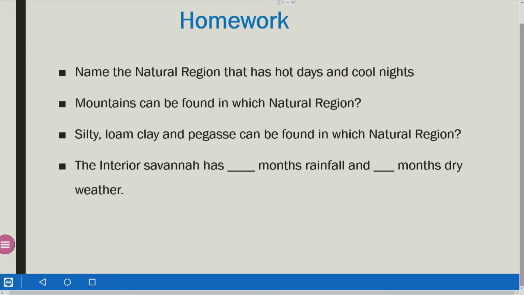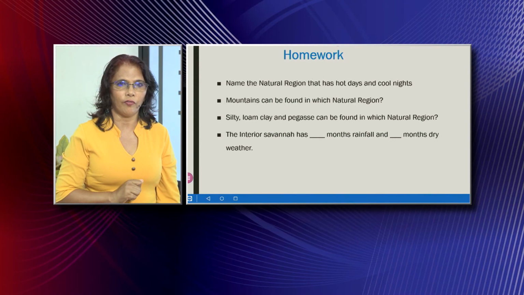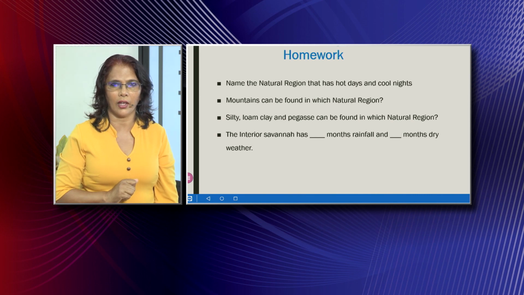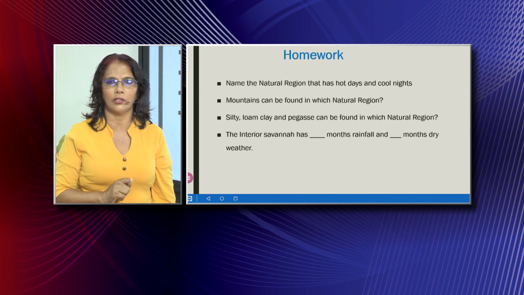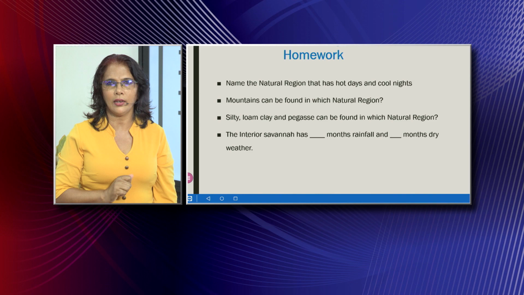Number 4, the interior savanna has something months rainfall and something months dry weather.